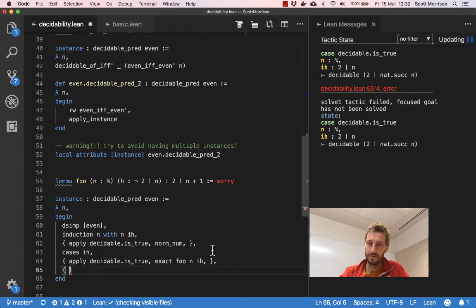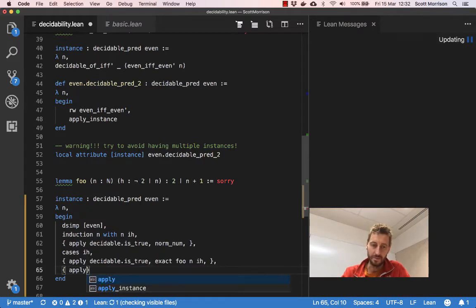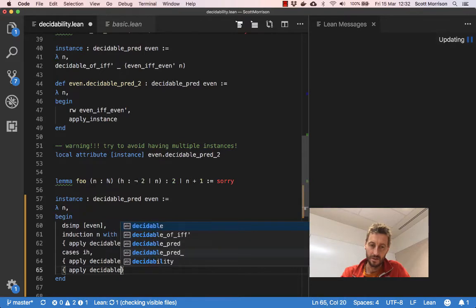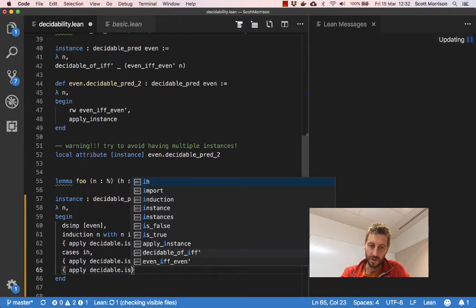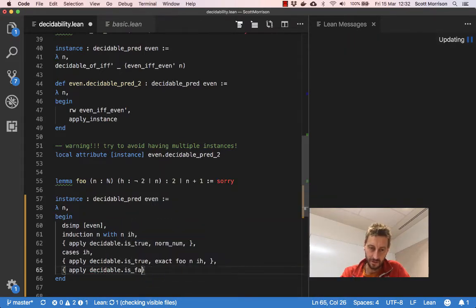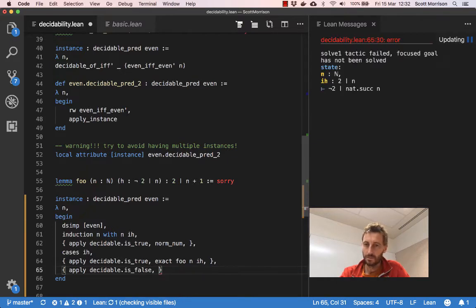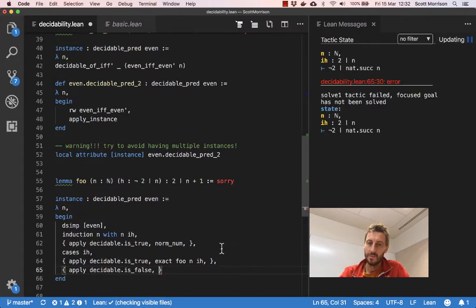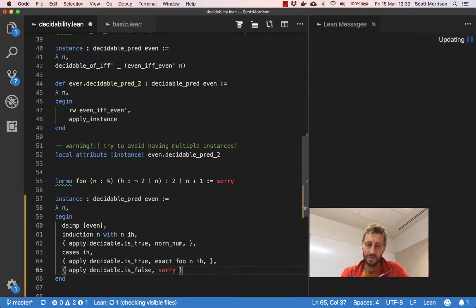And in this case, now we know that 2 divides n, so we have to prove that this case is false. And you should just be able to use foo again, I think. Well, no, you've got to be a little bit careful. It really isn't foo. It's the converse of foo that we're using here. So let's sorry that one.